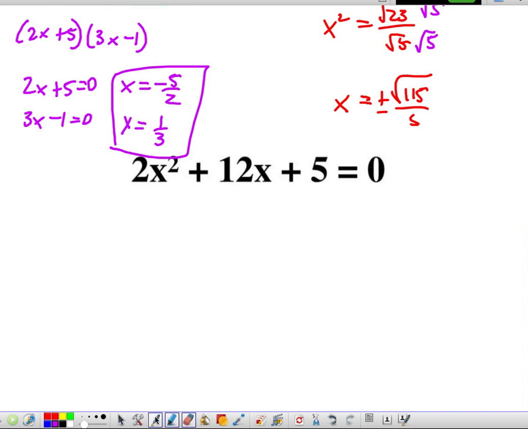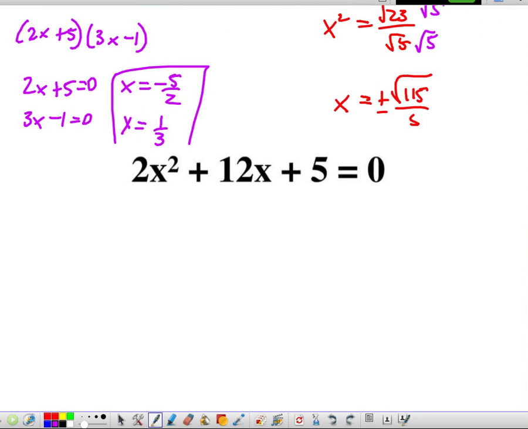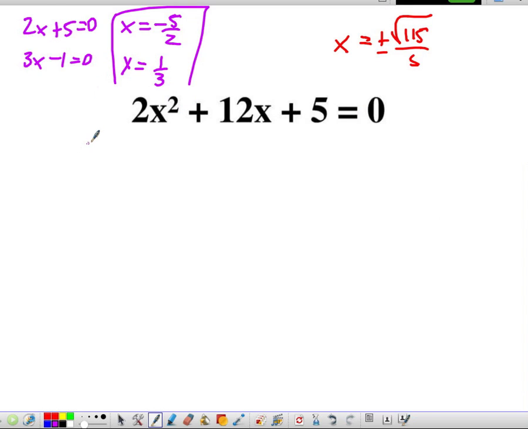Now, it turns out that there are quadratic equations where taking the square root or factoring is not going to help us solve the equation. In this case, I can't solve this by taking the square root because I do have an x term here, and so we can already scratch this method out. But what about factoring? Well, let's go ahead and give this a try.